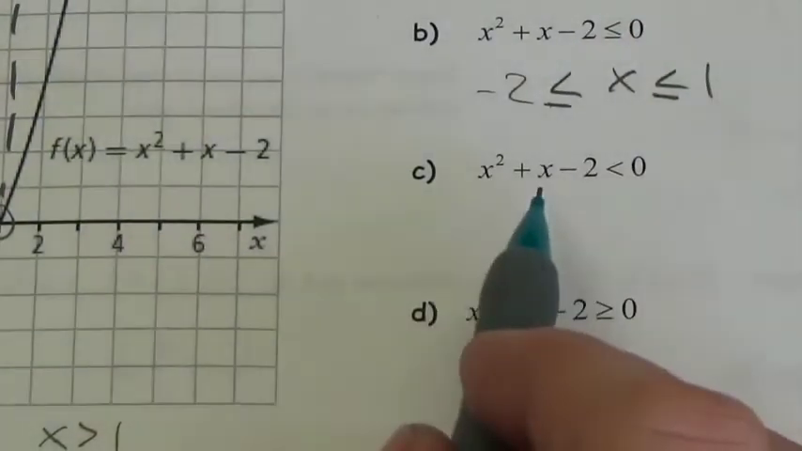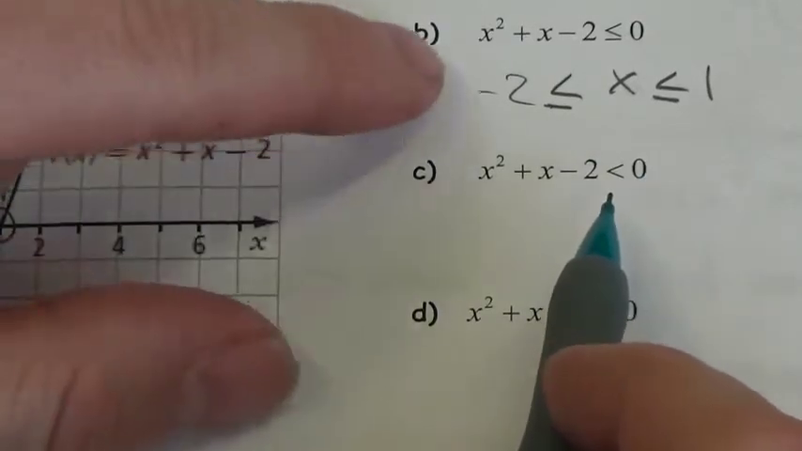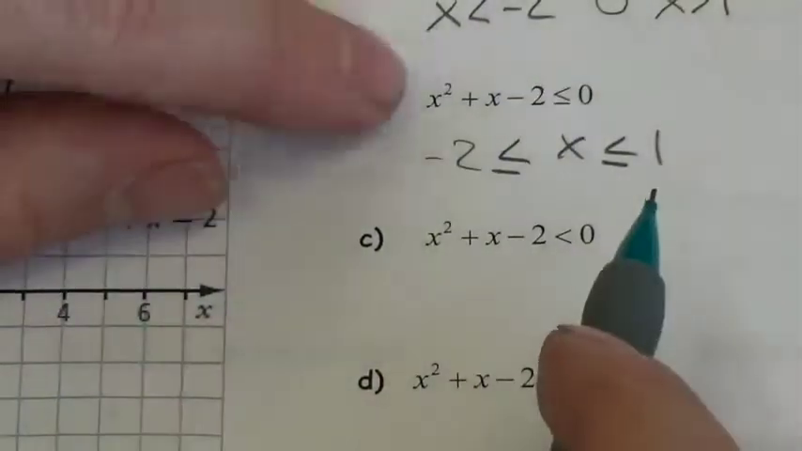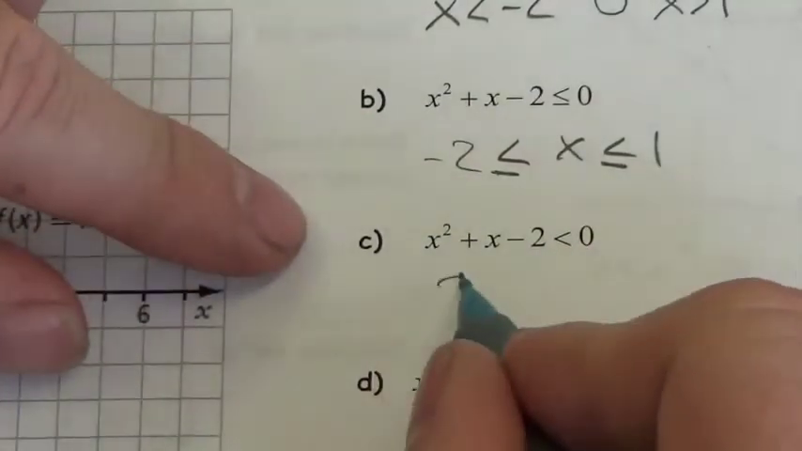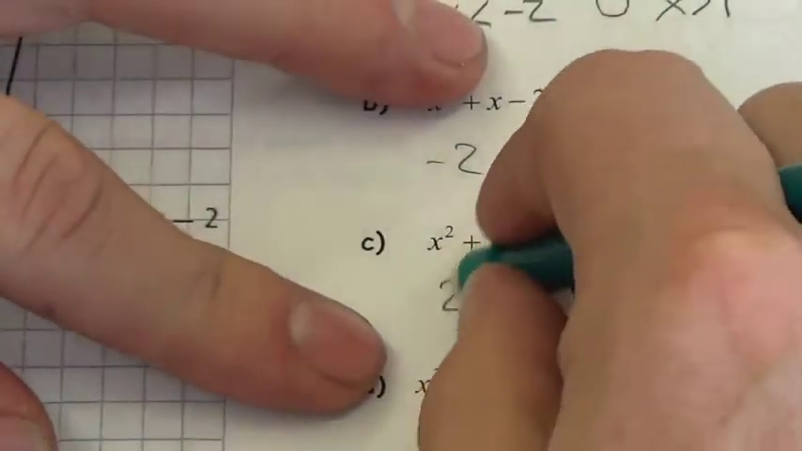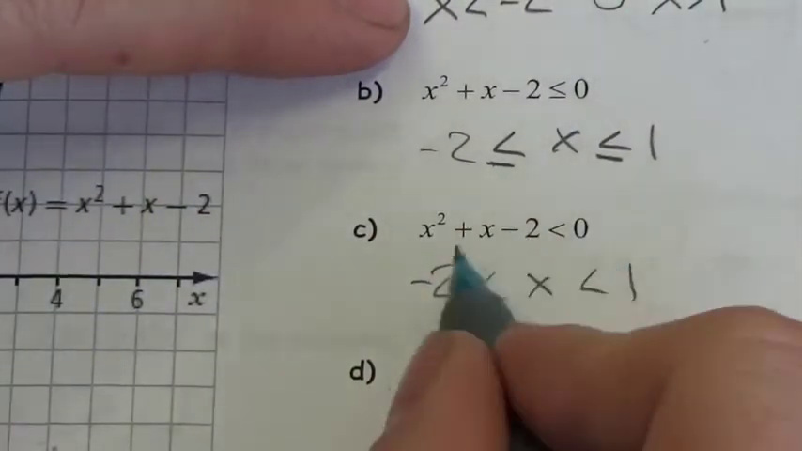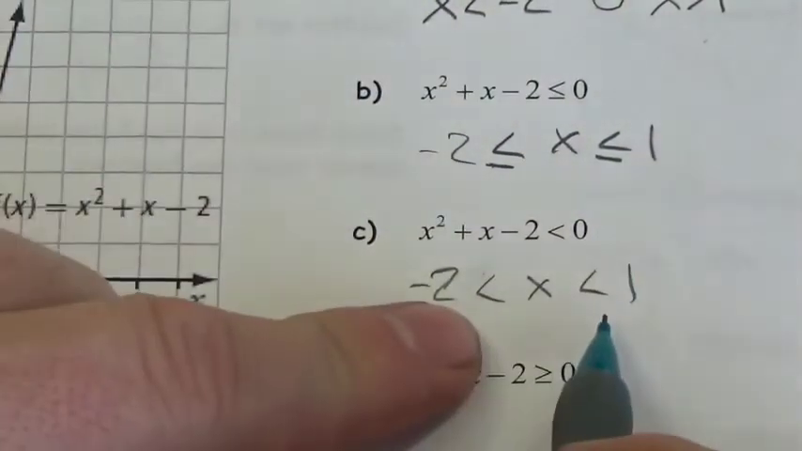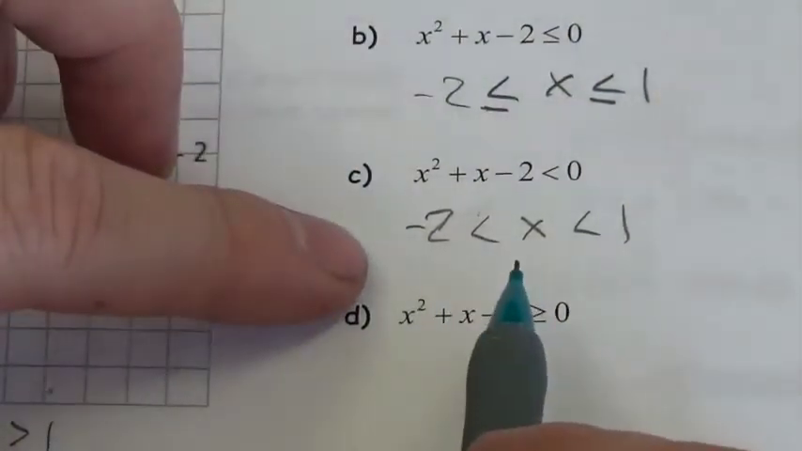Next, x squared plus x minus 2 less than 0. Okay, well the previous question was also less than 0. So this is going to be the same structure of, whoops, I don't know why I put the negative behind it. That was really weird. But in this case here, I'm not going to include the endpoints of those intervals. I just leave those off here. So -2 is less than x is less than 1.